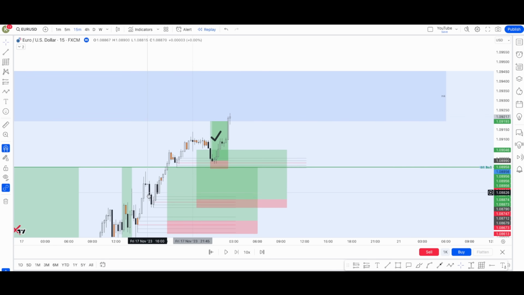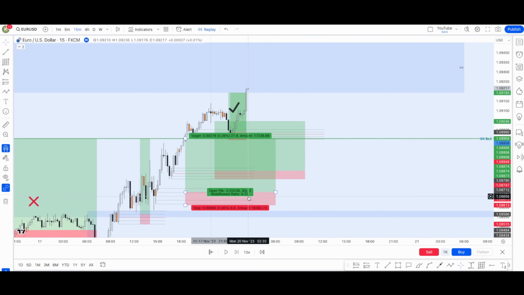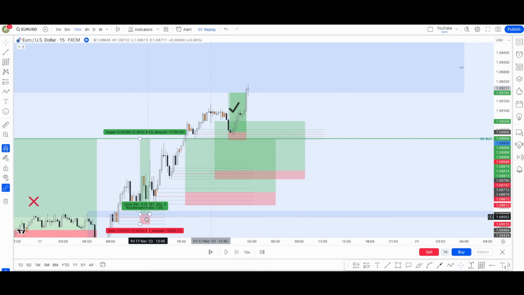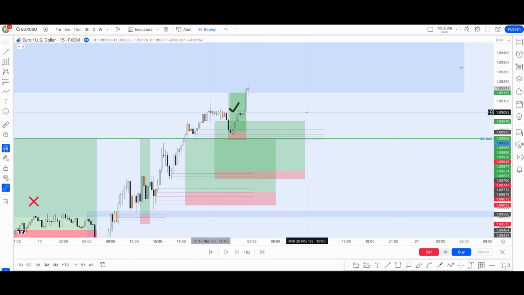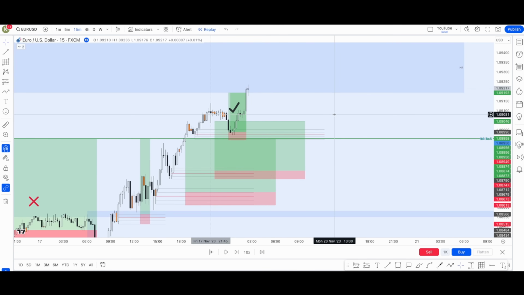So this is an unmitigated order block, and this one is just an inside bar, and this one is slightly mitigated, but it's also an inside bar, but with a sweep. So they've all got their own strengths and weaknesses, but there are 3 different types of order block here and they're all okay.